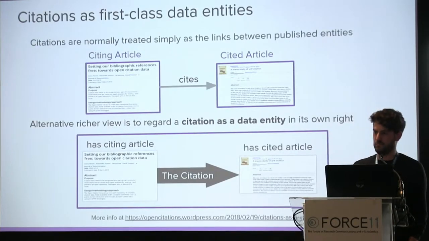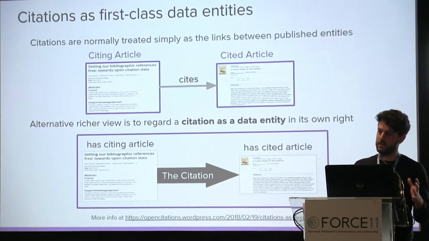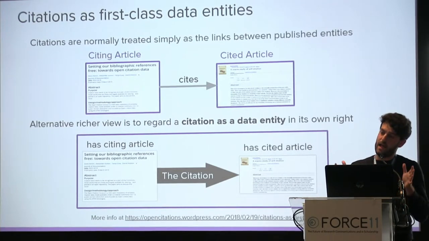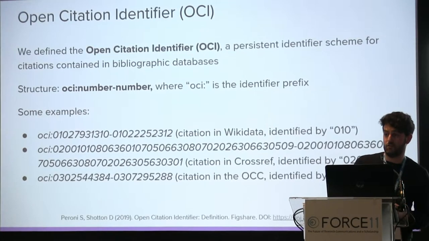So some prior definitions. By first-class data entities, we mean, as I said before, a citation as a whole. So as a big block, which is the citing article, the cited article, and the citation. We are taking this as a whole block as citation data. And then we should also identify the citation.